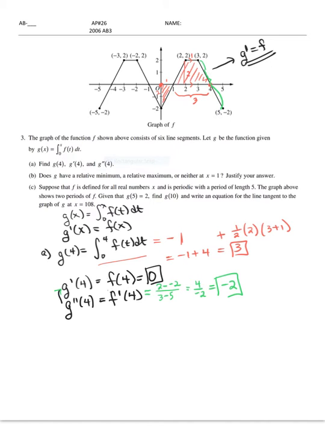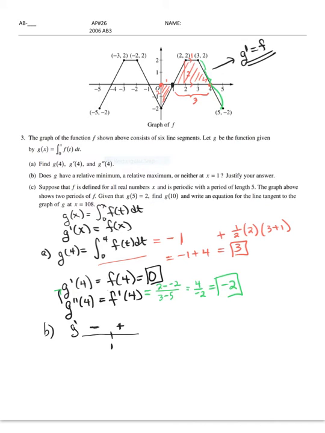It says, does g have a relative maximum or minimum or neither at x equals 1? Justify your answer. So we only need to look at 1. Now, if we look at 1, notice that if we make a number line around 1, the graph of the derivative of g, which is f, is below the x-axis, so that makes the derivative of g negative. And to the right of 1, the graph of the derivative of g is above the x-axis.